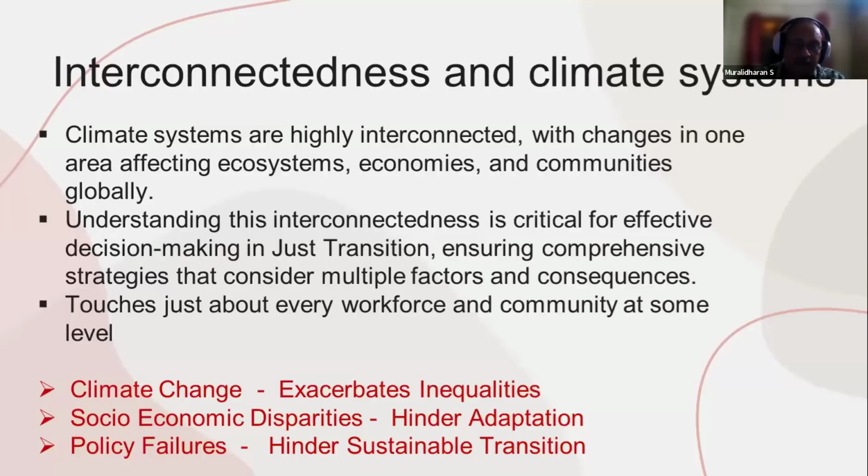So climate change exacerbates inequality. This is understood. Socioeconomic disparities, within the nation or across nations, hinder adaptation. So adapting to the new requirements when the temperature is rising, we will have to do either mitigation or adaptation. And if the disparities are there, some countries don't have finance, like island nations, they require a considerable amount of finance for adaptation.